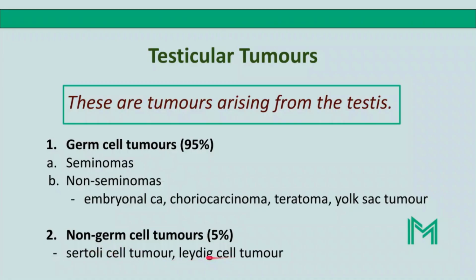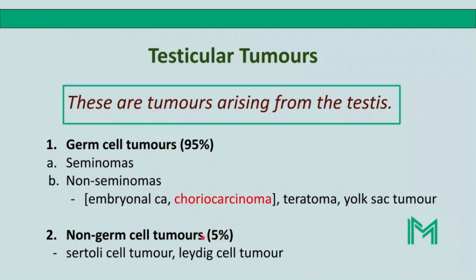Then we have the Leydig cell tumor. What are the Leydig cells? Those are the cells that produce testosterone. So imagine what happens when you have a Leydig cell tumor. You're going to have excess testosterone being produced. So these are the two main groups: germ cell tumors and non-germ cell tumors are the two main groups of testicular tumors.